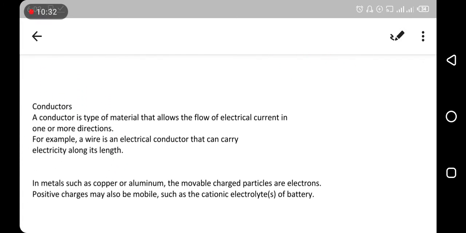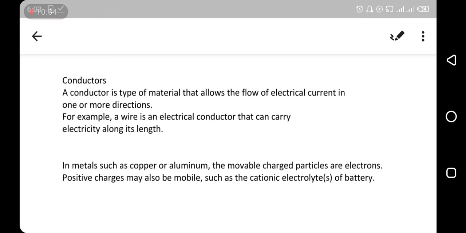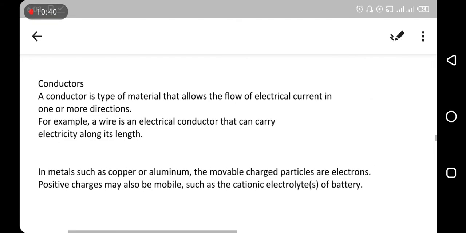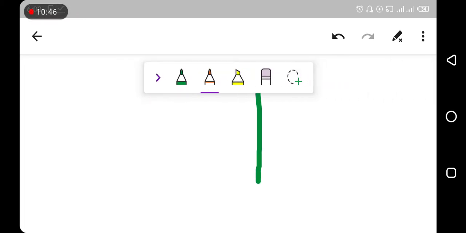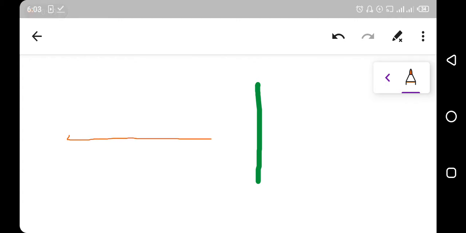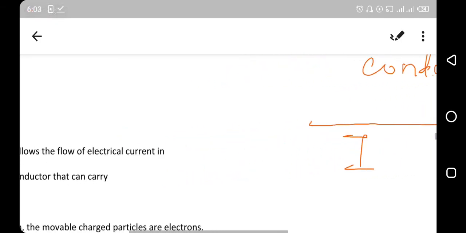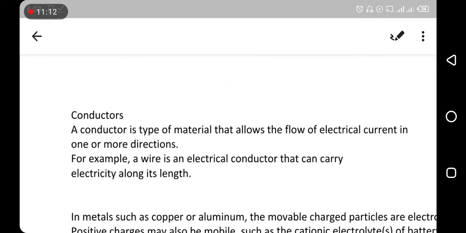Another material is the conductor. Conductors are those materials which allow the passage of electric current through them. For example, we have this material. This is a conductor, and this is the electric current I passing through the conductor. Those materials that allow the passage of electric current are called conductors. So you have the formal definition.